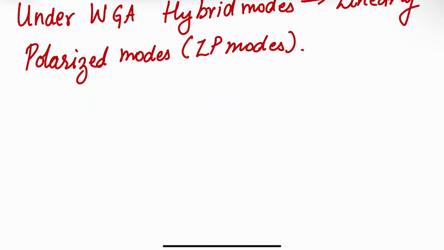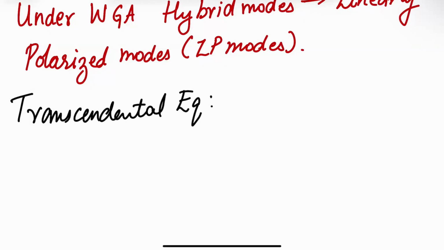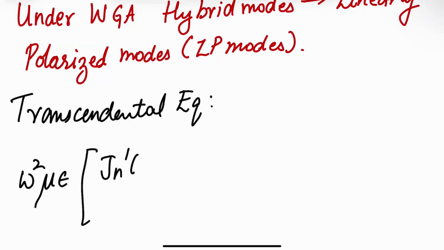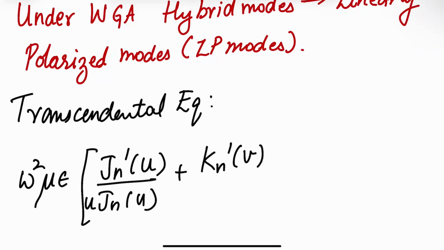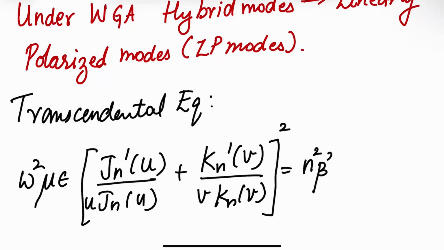Under this weakly guiding approximation, the transcendental equation becomes omega squared mu epsilon, times J_n prime(u) over u J_n(u) plus K_n prime(v) over v K_n(v), squared, equals n squared beta squared times (1 over u squared plus 1 over v squared).